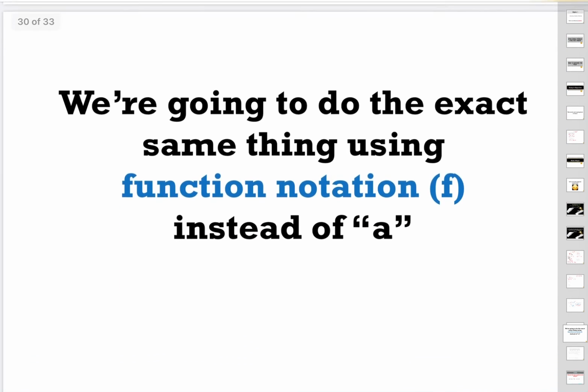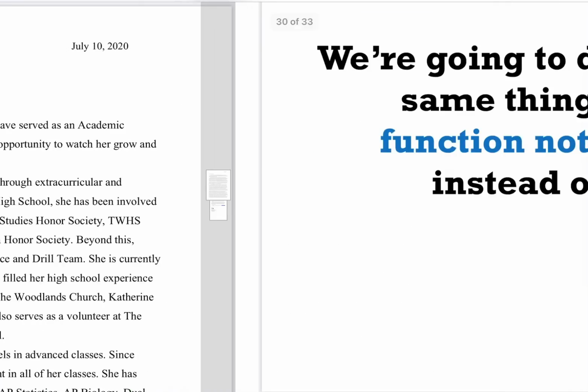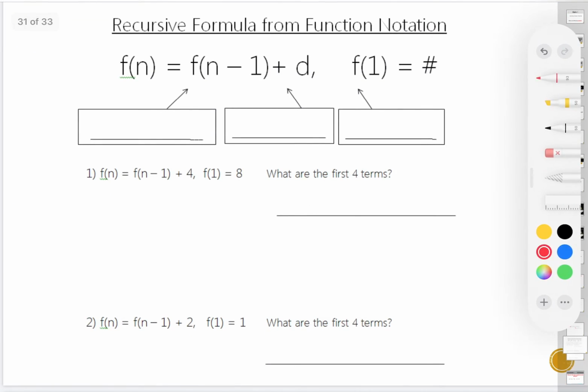Okay? So the last thing of today, we're going to do that one more time. It's the exact same thing, but we're going to use f of x instead of the letter a, or f of n in function notation. Okay, so it's the exact same thing. So what this whole big old block just means is we take the previous number, so whatever number you have, that's the previous number, you add the common difference, and then you start with your starting number.